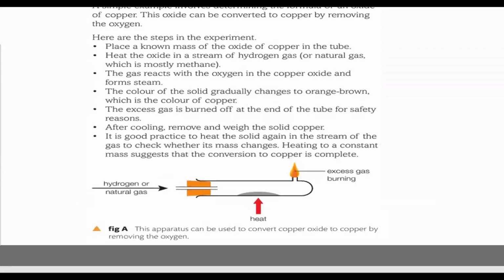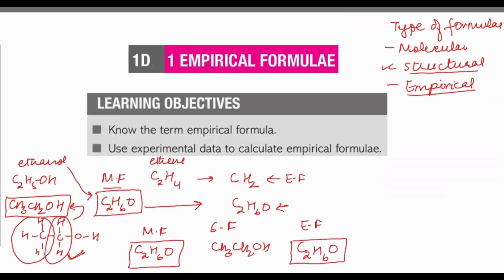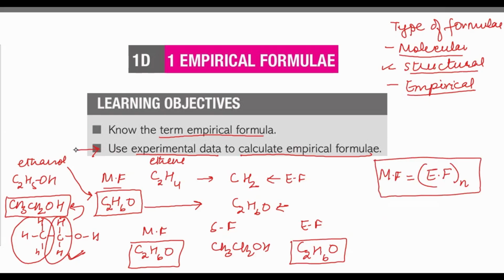Coming back now, the learning objective for us is that if experimental data is given to you, some experiment is given to you, how are you going to extract the data to calculate the empirical formula? Okay, so the empirical formula is the simple ratio form of the molecular formula. We can easily say that the molecular formula is the empirical formula multiplied n number of times. So that's the relation between the molecular formula and empirical formula.